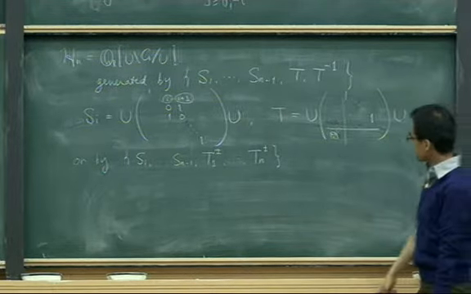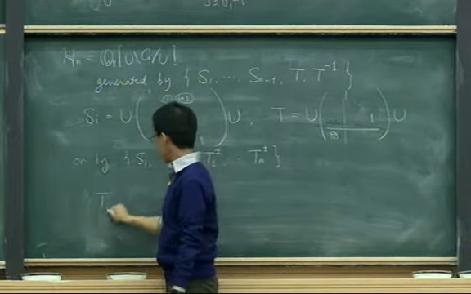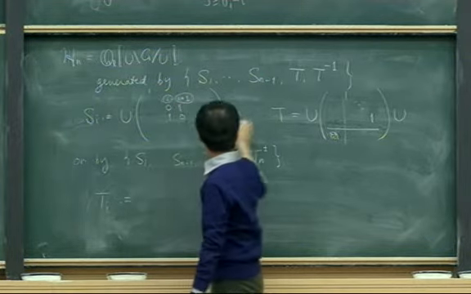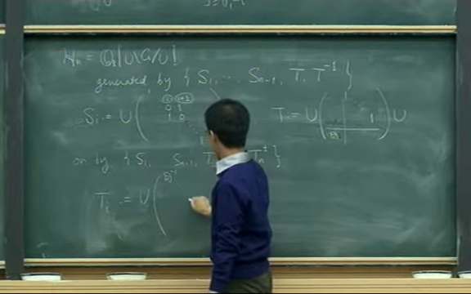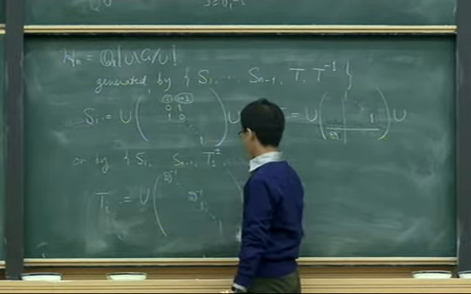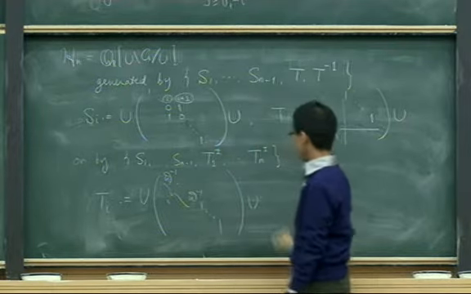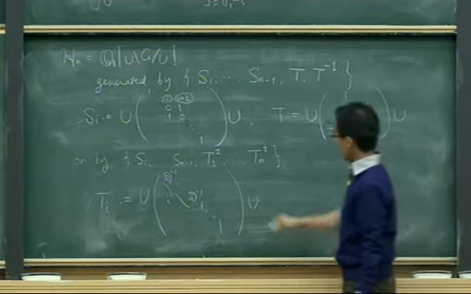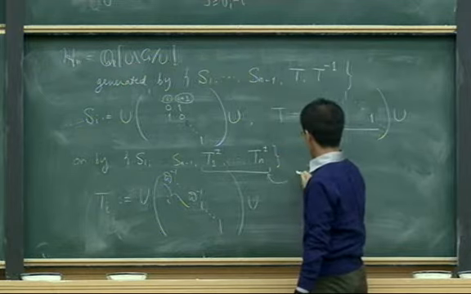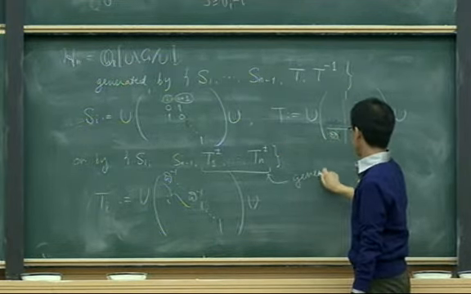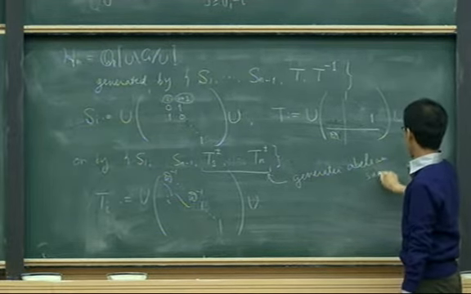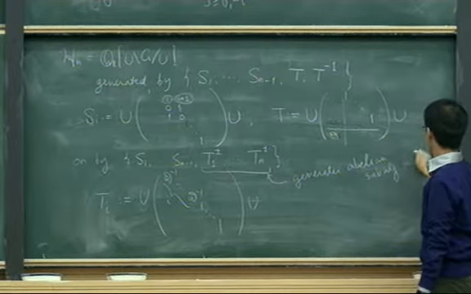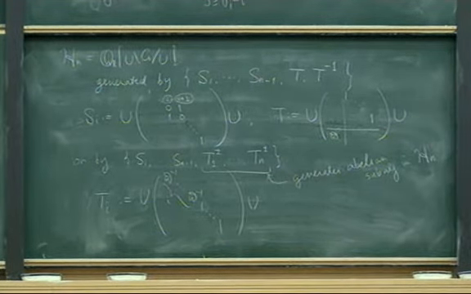Or I can take another kind of generators, like this. The good thing is that these will all commute with each other, so they generate an abelian subalgebra. This is called the Bernstein-Zelevinsky presentation.